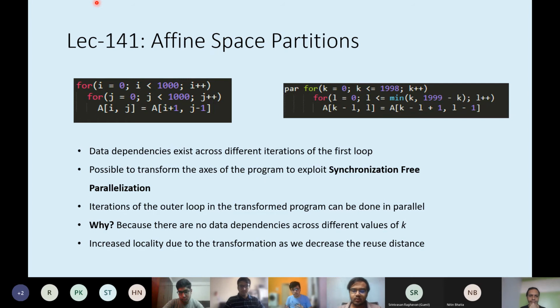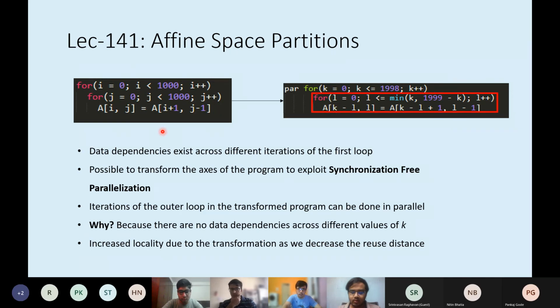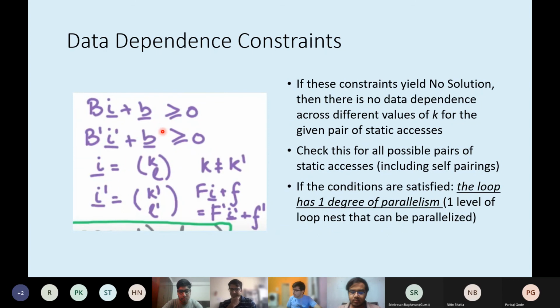But upon doing this transformation, we also increase the locality because we bring all the accesses that access these same values closer. That's why we increase the locality by doing this transformation. So now, how do we check that there are no data dependencies across different values of k? The inner loop cannot be parallelized, but the outer loop can be done in parallel. So we'll set up some data dependence constraints.